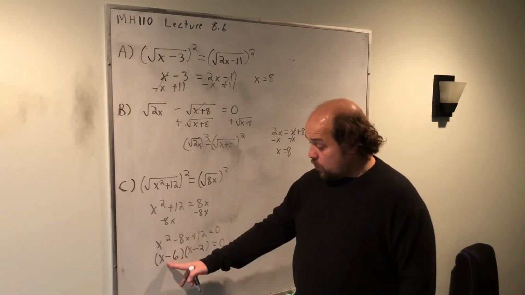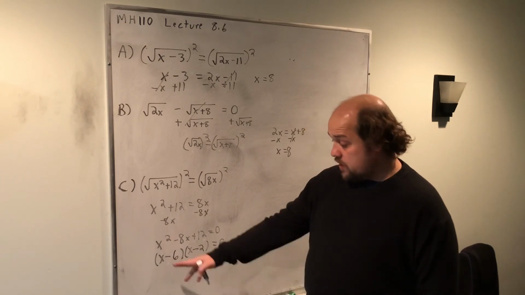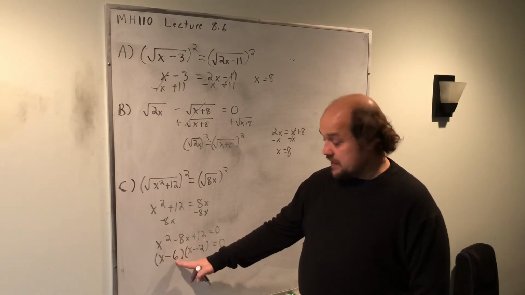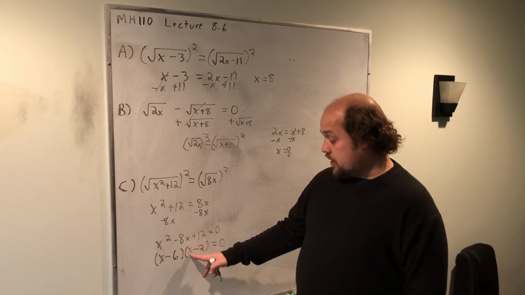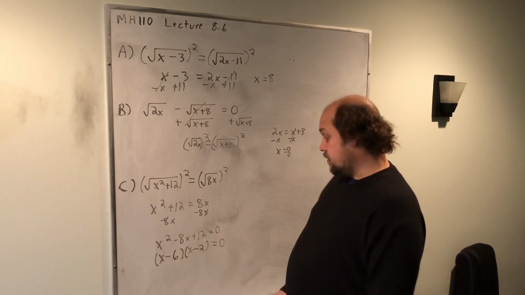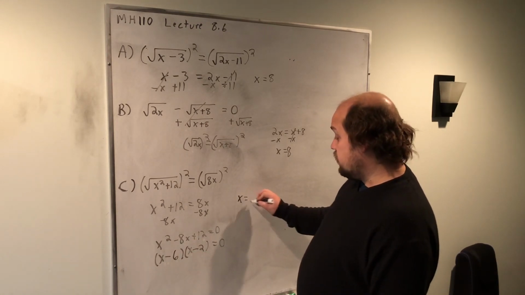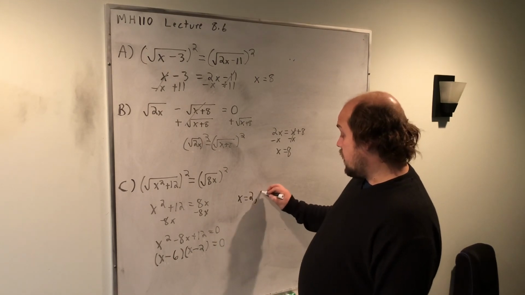I'm now looking for what would make either of these factors 0. If I put in a 6 here, 6 minus 6 would give me 0. If I put in a 2 here, 2 minus 2 would give me 0. So that's how I get my final answers of x equals 2, 6.